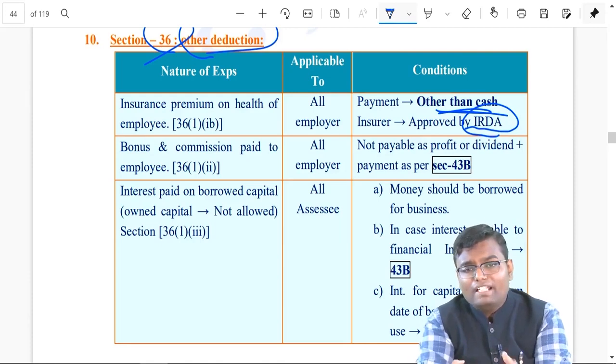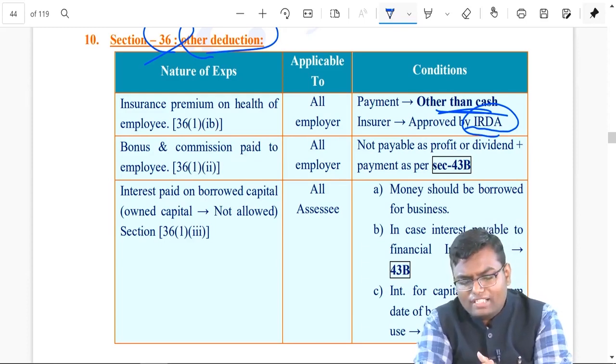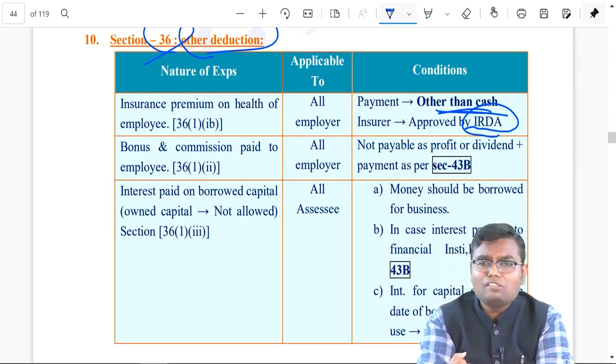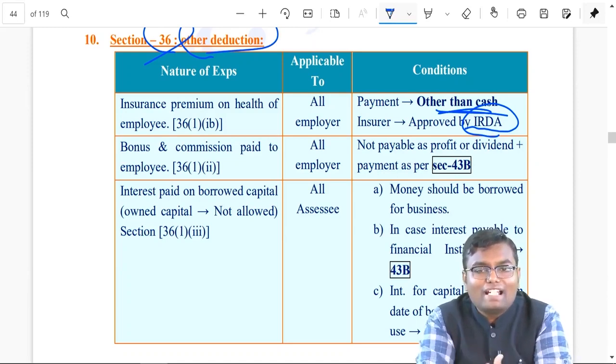Second, whenever paying bonus or commission to any employee, remember you will get the deduction of that only if it is not a profit distribution, it is not a dividend. So let's say a company wants to give dividend to its employee who is also a shareholder. If the company gives dividend, there is no deduction from profit. So the company shows in the books that it is paying bonus or commission. But you are paying your profit distribution in the name of bonus or commission. You will not get any deduction. Otherwise you will get it.